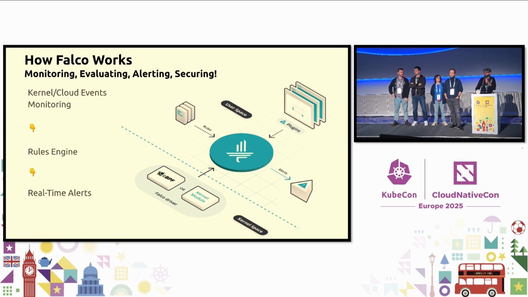But there is more, because Falco has a strong plugin system that allows you to grab data from other data sources, from the cloud. We have, for example, a plugin for the Kubernetes-native log, but we also have other plugins for other data sources like Okta or GitHub. And also, we have many options to deliver the output of Falco.